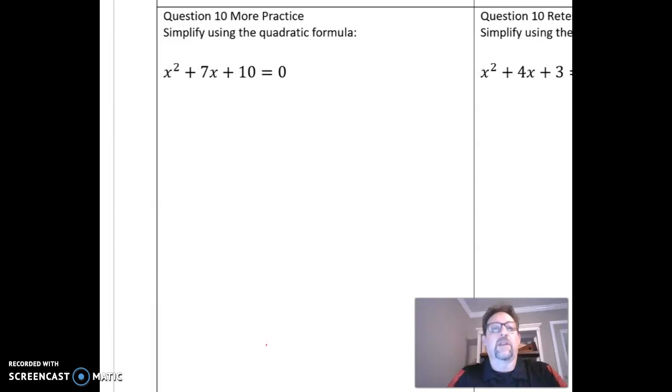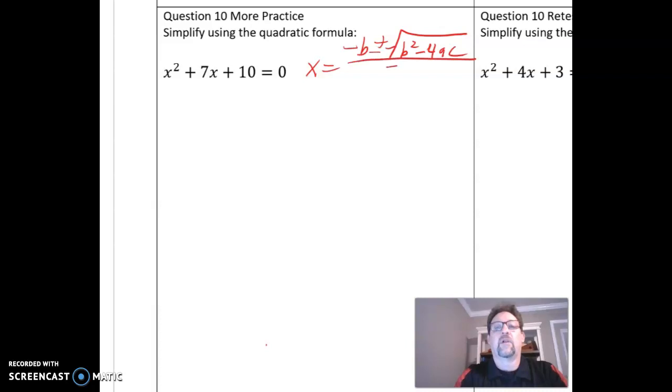All right, the last one says simplify using, actually, it should say solve using the quadratic formula. So, first of all, the quadratic formula is x equals minus b plus or minus the square root of b squared minus 4ac all over 2a. So we just need to know what a, b, and c are and plug it in and simplify.